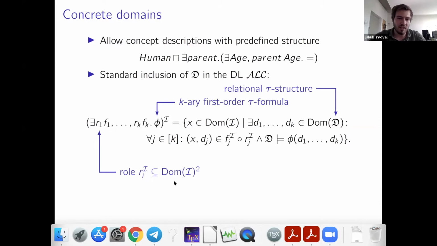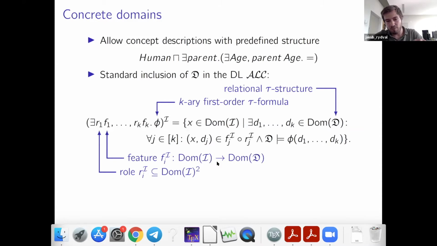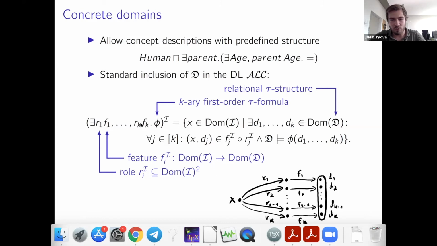And now on the side of ALC, we allow for role names in this constructor, which are interpreted as usual roles in ALC interpretations. And then we also have something that connects ALC interpretations with the concrete domains, which are features, and they are interpreted as partial functions from the domain of an ALC model to the domain of the concrete domain. Okay, and now instead of going through this complicated definition, let's just see this concept on a sketch.